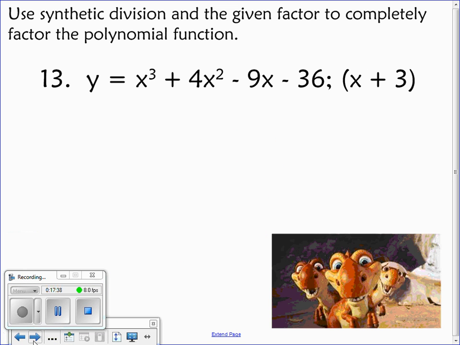Okay, let's look at another one. Again, use synthetic division and the given factor, so I'm giving you one of them, to completely factor the polynomial. Are you solving? No. I want to make sure we're clear on that. So am I missing any pieces before I set this up? No, I'm not missing any zeros. So we'll fill it in: 1, 4, negative 9, negative 36. What are you dividing by? Negative 3. Good.